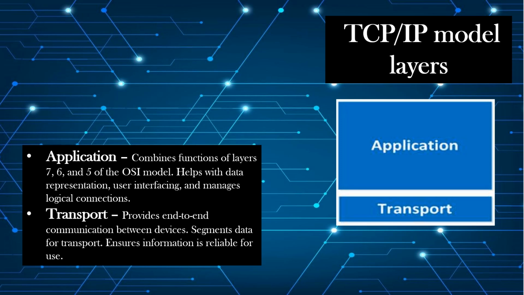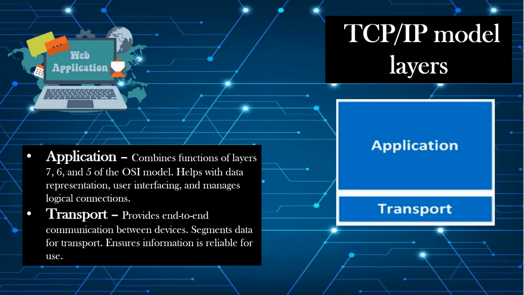The top layer of the TCP/IP model is the application layer. The application layer combines the functions of the application, presentation, and session layers of the OSI model. This layer provides protocols for end-user services and applications by handling data representation, user interface functions, and session management. Protocols like HTTP, FTP, and SMTP work here by letting users generate data.